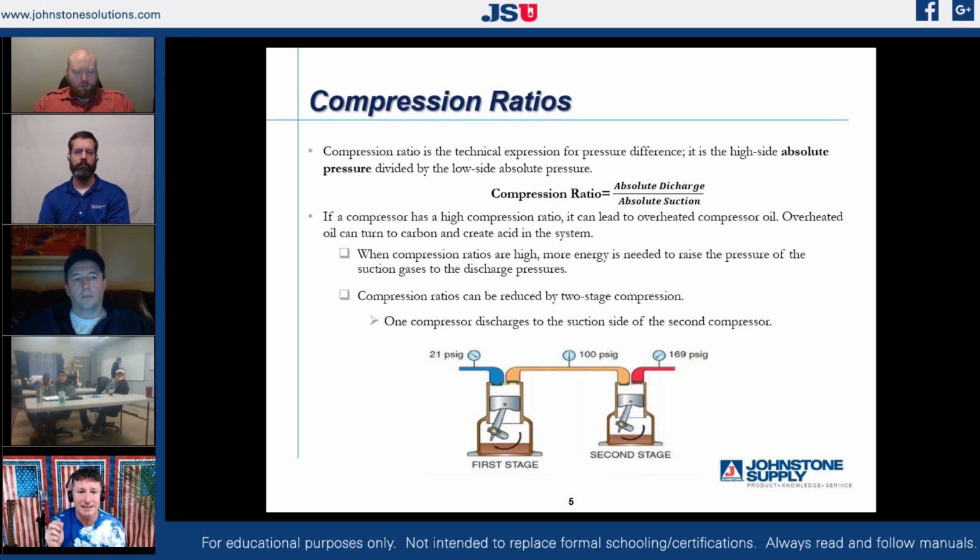So if a compressor has a high compression ratio, it can lead to overheated compressor oil. It can cause overheated oil, which can turn to carbon and create acid in the system. We all know that. If we overheat our oil, we're going to break it down. And when compression ratios are high, more energy is needed to raise the pressure of the suction gas to the discharge pressure. It'll do it because it's designed to have a certain compression ratio.